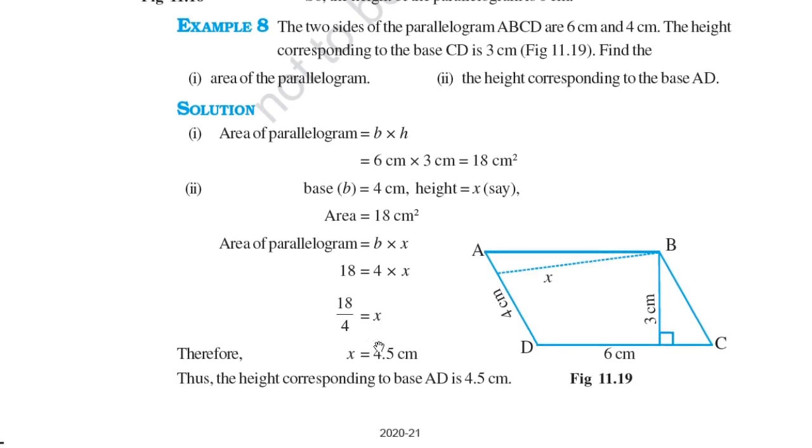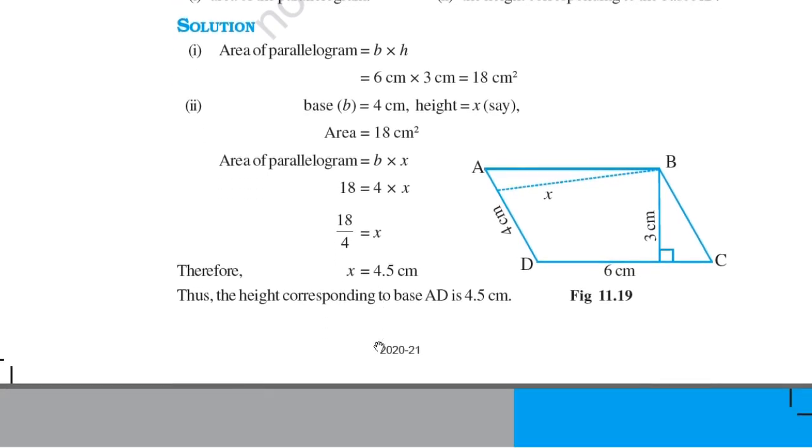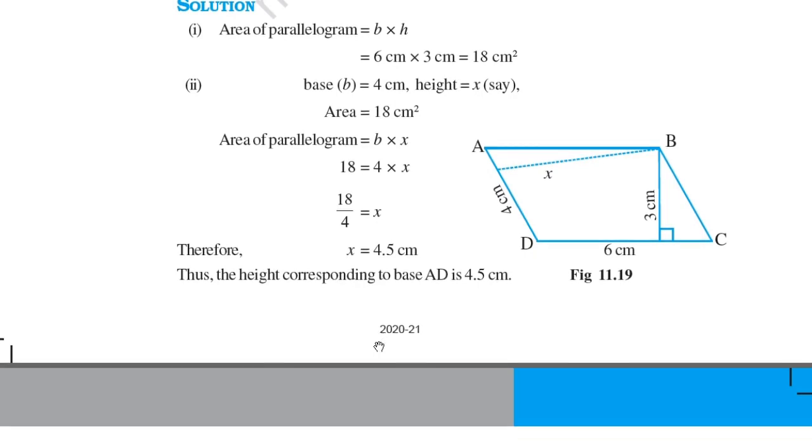Base is equal to 4 and height is x. So area becomes 18 cm square. Now area of parallelogram is equal to B into x. So 4 will come under 18, that is 18 upon 4 is equal to x. x is equal to 4.5 centimeters. Thus the height corresponding to the base AD is 4.5 centimeter.